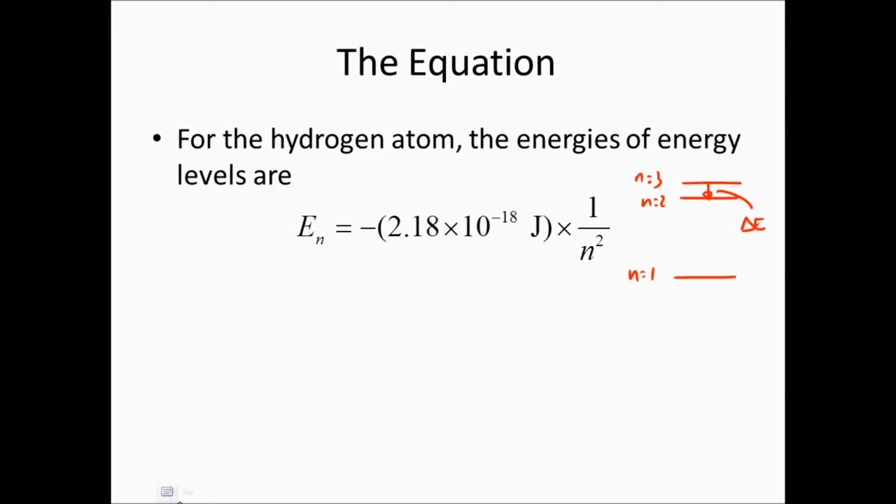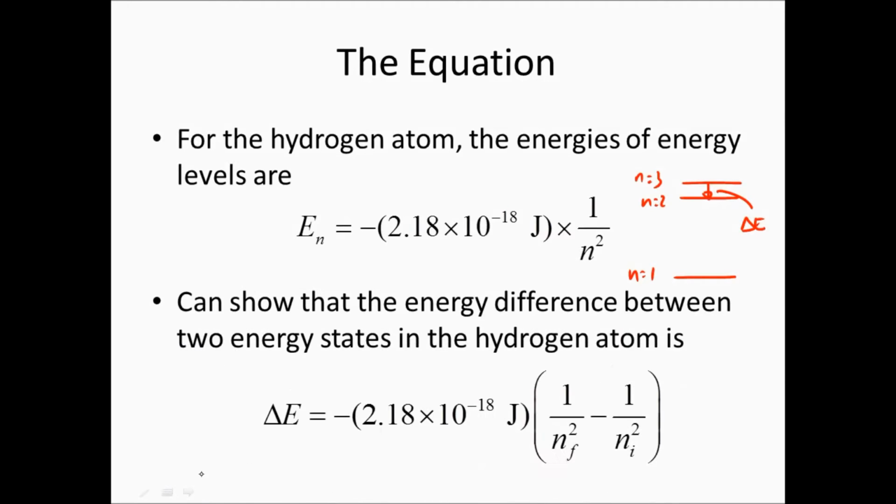Delta E. When you go from n equals 3 to n equals 2, say, the energy difference is given by, therefore, delta E is equal to minus 2.18 times 10 to the minus 18 joules times 1 over nf squared minus 1 over ni squared. Okay, and this would give you a negative number if a photon is emitted. So here n equals 3 going to n equals 2 will lead to emission.